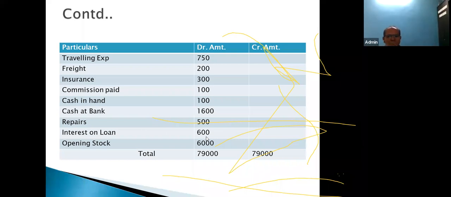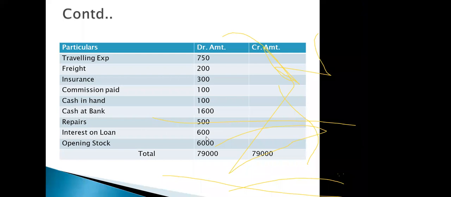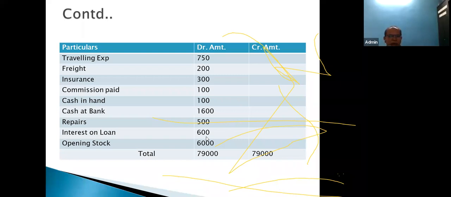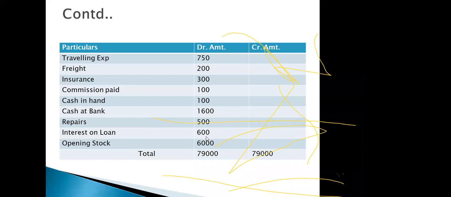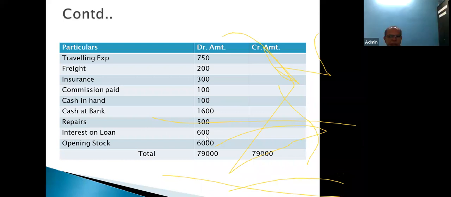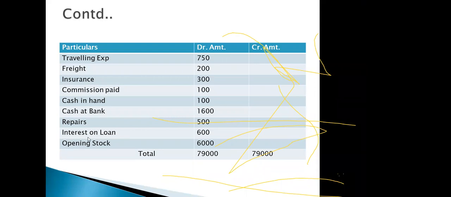Sir, we have to write interest on loan on the profit and loss account debit side, no? Correct. Since it is an expense, write down under profit and loss account debit side, interest on loan 600. Did you write this? Yes, sir.